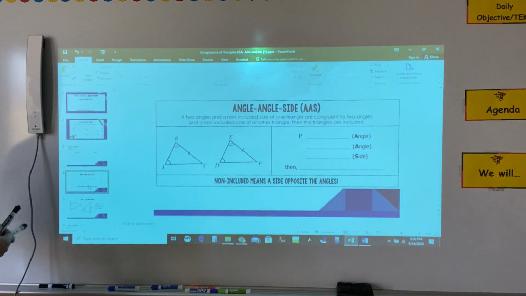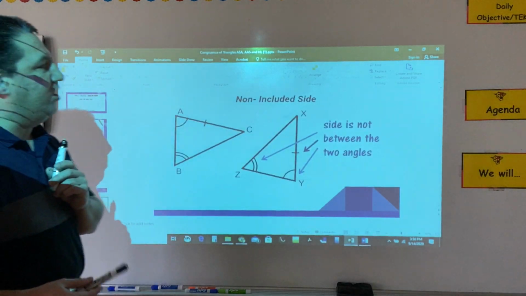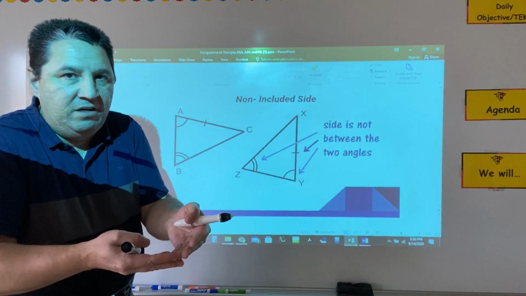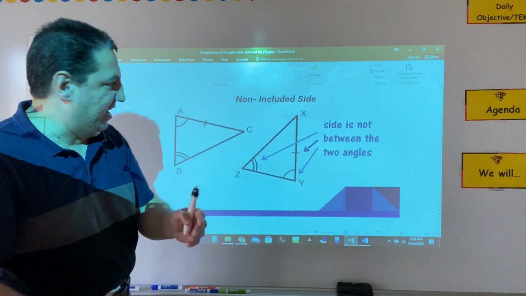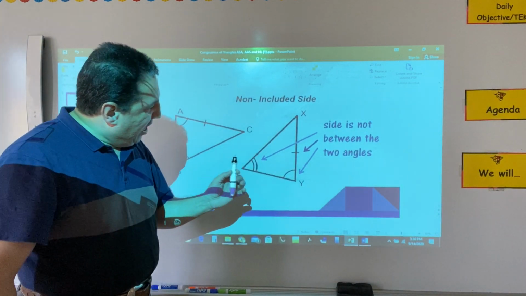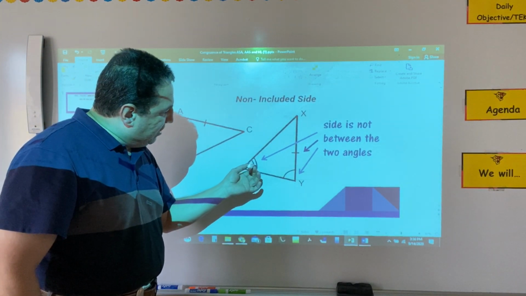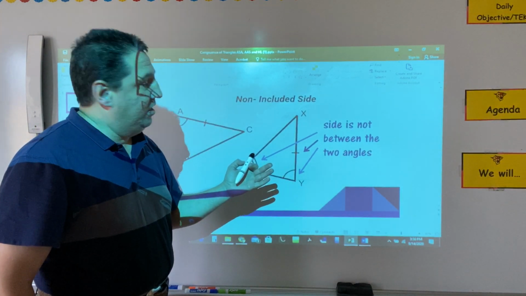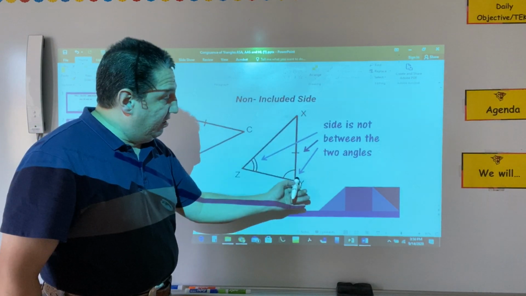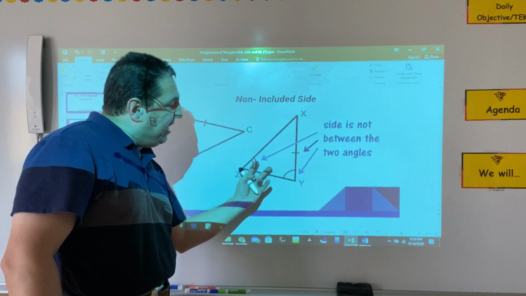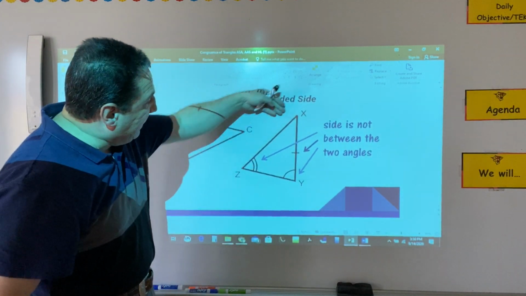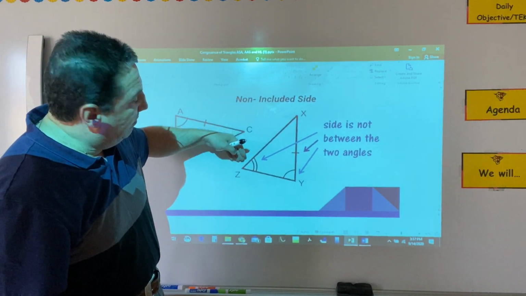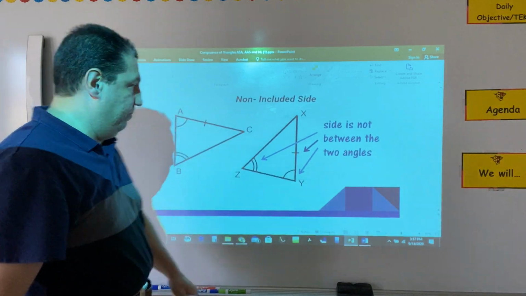I'll show you what non-included side means. A side that is not between angles, the given angles. For example, you see these two angles, right? A non-included side could be this side. Why? Because this side is not between the angles. Or this side. Yeah? Good.